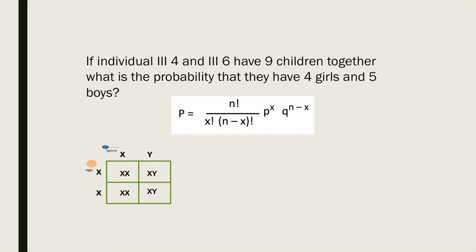So we know that we can plug this into the formula now, and we know that there's 9 individuals total. And so we have 4 girls and 5 boys. And then we do the 50% chance to the 4th power times 50% chance to the 5th power. And this equals 0.246.